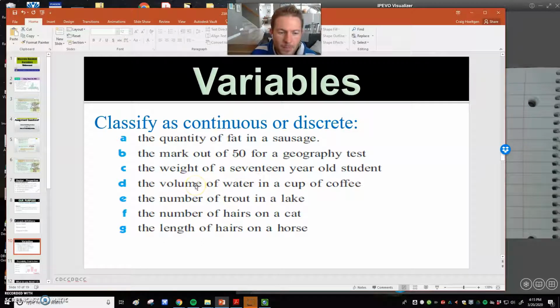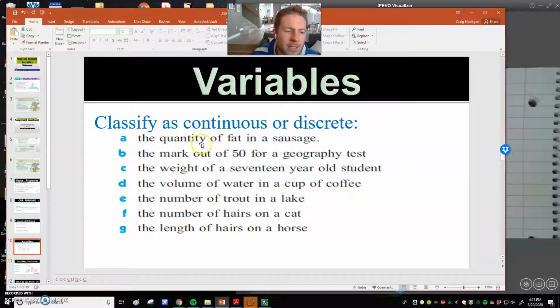That's a measurement. The number of trout in a lake, while that might be hard to count, it's technically an integer. There is a value there. That's discrete. The number of hairs on a cat. I would not want to count this or be involved in this, but technically you can count it. There is an exact number, discrete. The length of hairs on a horse. Again, measurements are always continuous type variables.